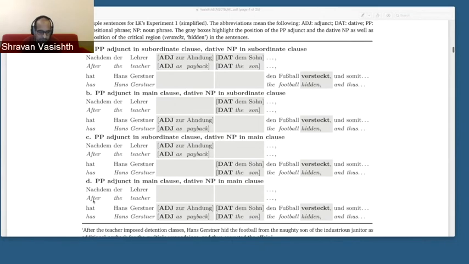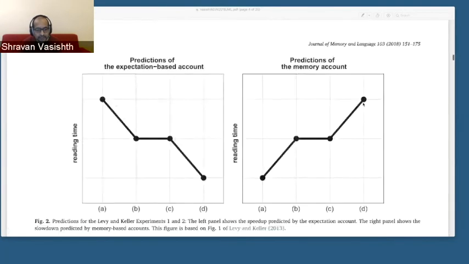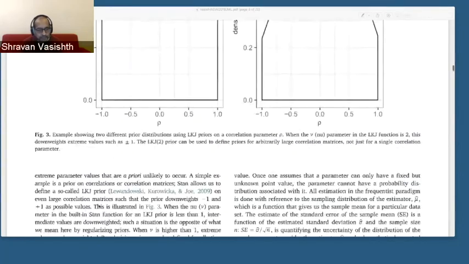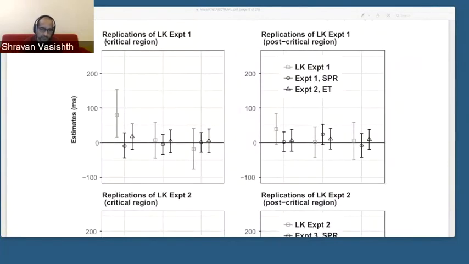So, for example, in this last sentence, you've got an adjunct and a dative that sharpens the expectation for the verb. So you should see faster reading time here than some baseline condition here, for example. Okay? So they had 28 subjects in each of their studies, right? And so what I did was, so here's what you have, okay? So there's the first experiment here. This is the significant effect in the first experiment. These are my replications with the same sample size as the Levy and Keller experiment, so 28 subjects, okay?